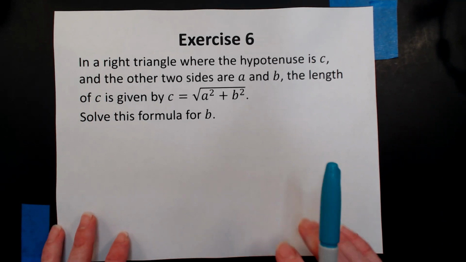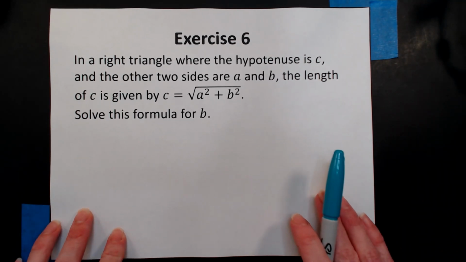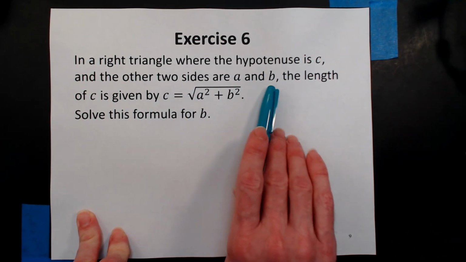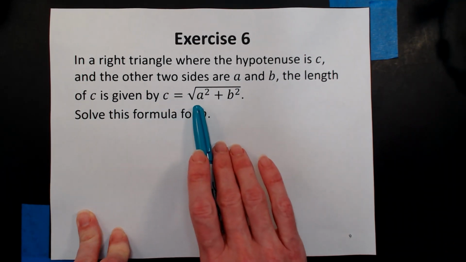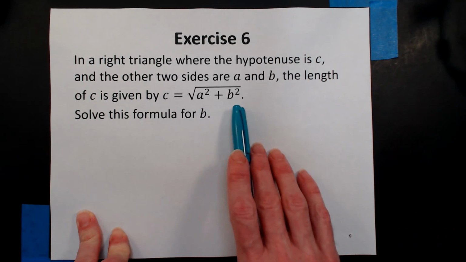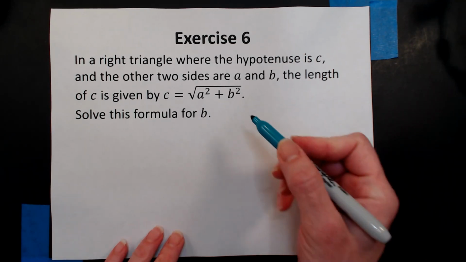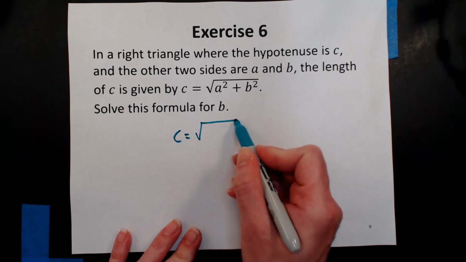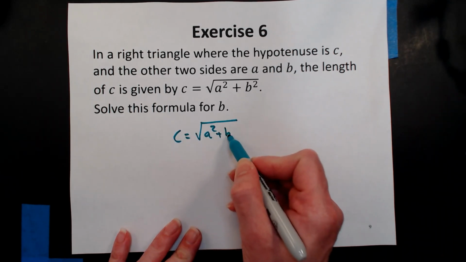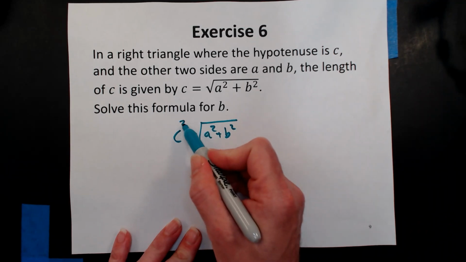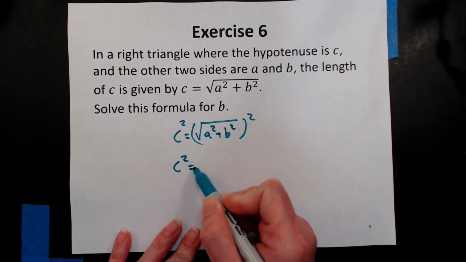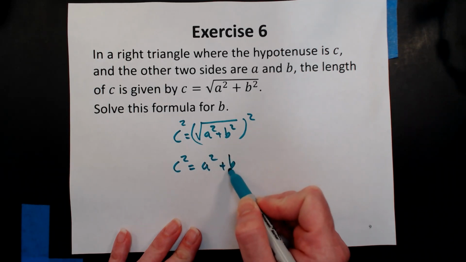Next it says, and this last one is just writing one thing in terms of the other. In a right triangle where the hypotenuse is c and the other two sides are a and b, the length of c is given by c equals the square root of a squared plus b squared. So we want to solve this formula for b. So I'm going to say c equals the square root of a squared plus b squared. I'm going to square both sides. So I'm going to get c squared equals a squared plus b squared.